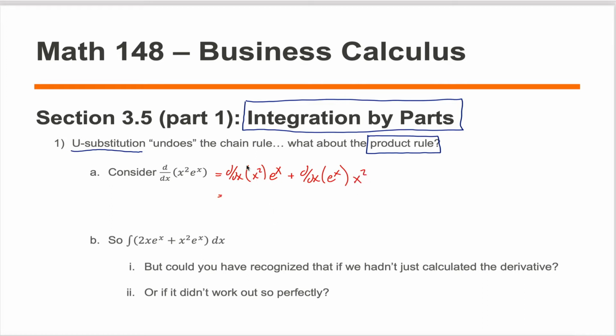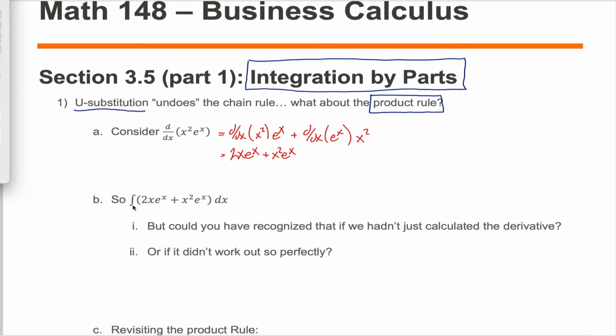So when I take the derivative of the x squared, I get 2x, and then I leave the e to the x alone, so my first term is 2x e to the x. And then when I take the derivative of e to the x, well, the derivative of e to the x is just e to the x, so I get e to the x times x squared, or x squared e to the x. The derivative of x squared e to the x is 2x e to the x plus x squared e to the x. And you're like, yeah, I know that. We learned that like a month ago. Right, but I'm going somewhere here, trust me.